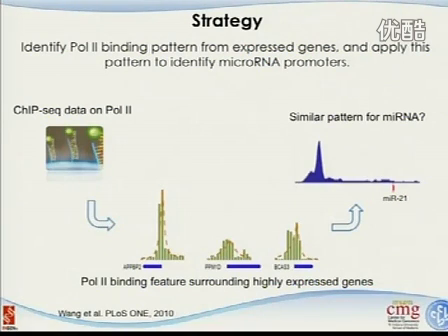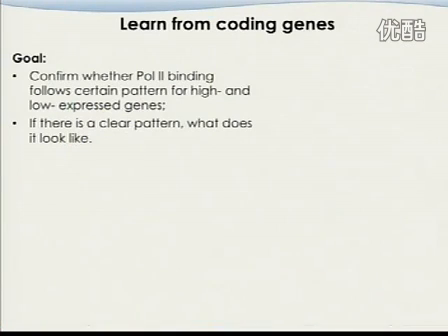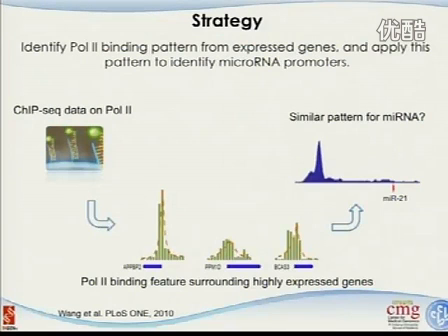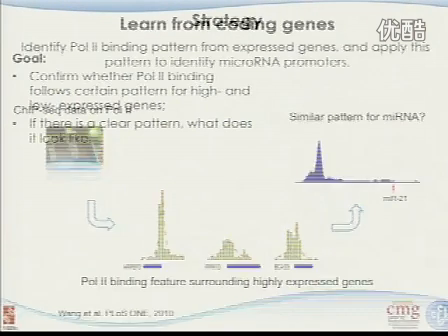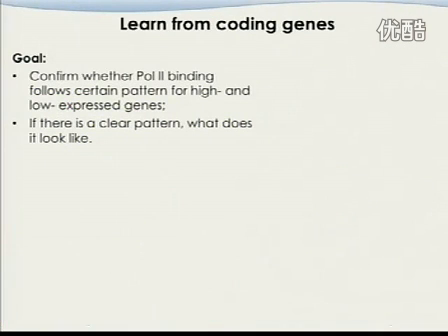And we got 2 papers on that, which were published last year. So let me show you some results. The first step is, again, we want to learn from the protein coding genes to see whether there are some specific binding patterns around the transcription starting site. So the goal here is to confirm whether the RNA polymerase II binding pattern follows a certain pattern for high and low expressed genes. If there is a clear pattern, what does it look like?